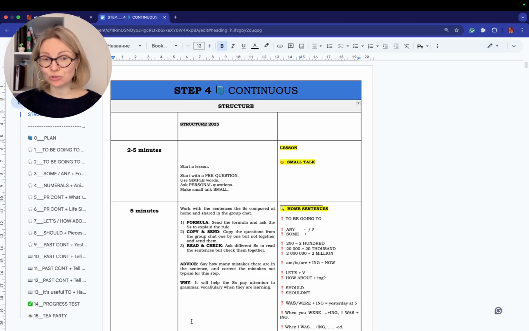As usual, we start our lesson with small talk. You remember that it's a good idea to have a pre-question because otherwise you will puzzle the students. Please use simple words because it's still very difficult for the students. Ask personal questions and make small talk really small. It is very, very important.